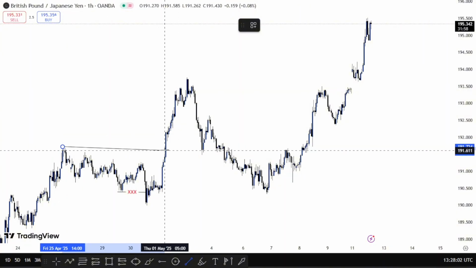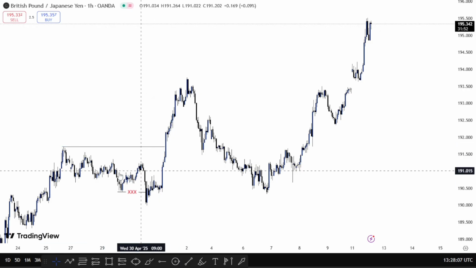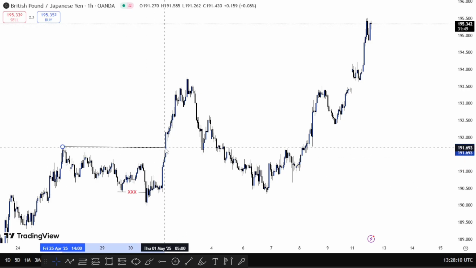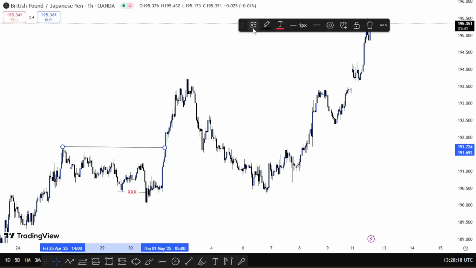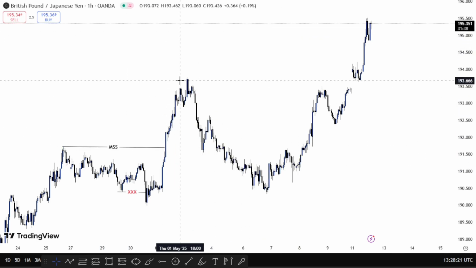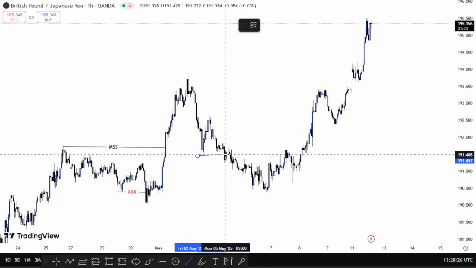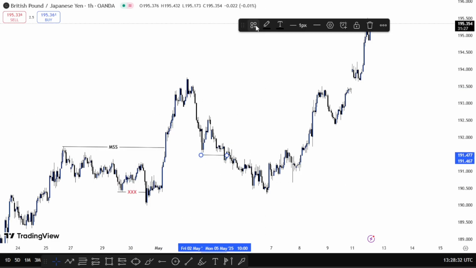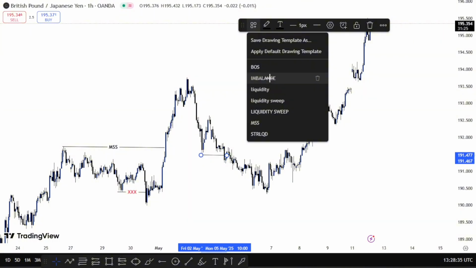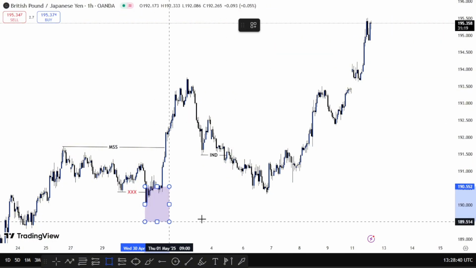Since we have a break of structure to the upside, now what are we looking for? This is more like a change of character or a market structure shift. So now we have our market structure shift, and an internal inducement level, which is this right here. Then the market comes to this demand zone right here.